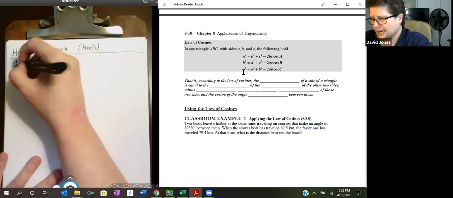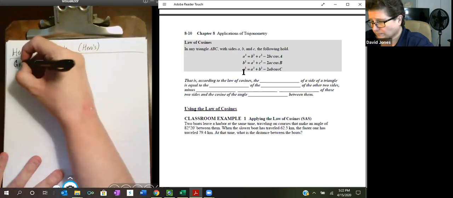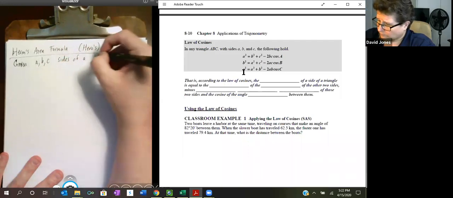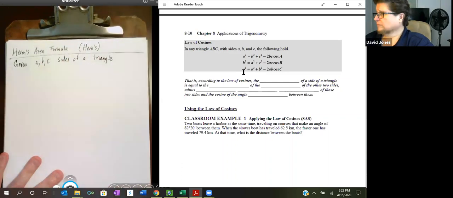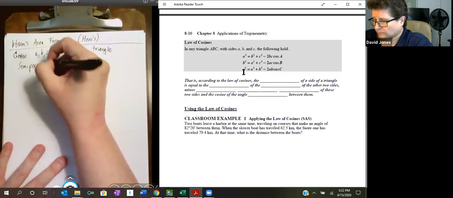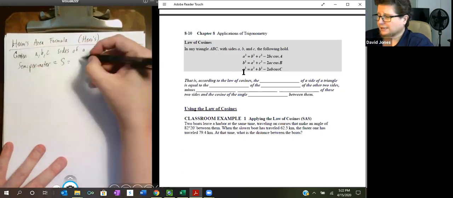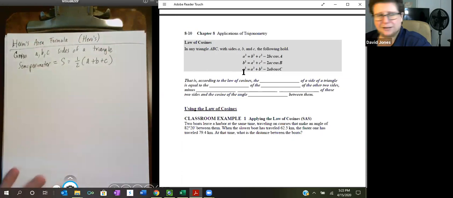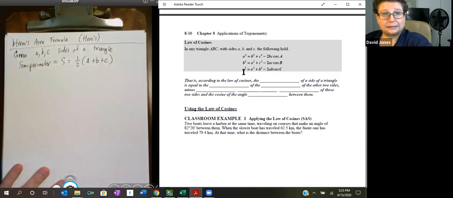So given A, B, C sides of the triangle, the semi-perimeter is called S. It's 1/2 the sum of the sides. I'm not sure why it's called semi-perimeter. It sounds like half the perimeter to me. I guess semi can be half. I guess, yeah, semicircle is half a circle.